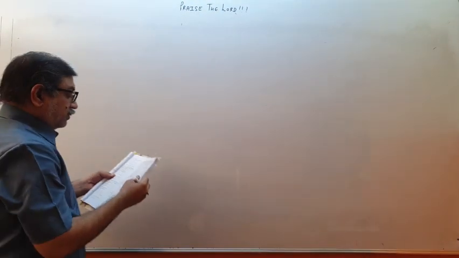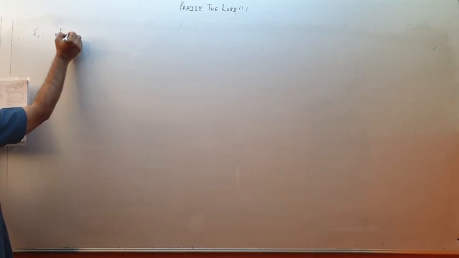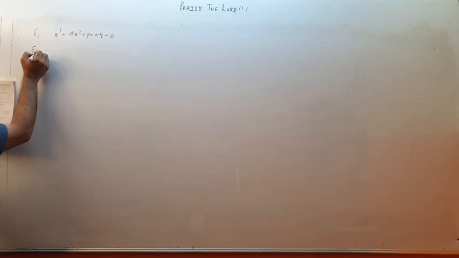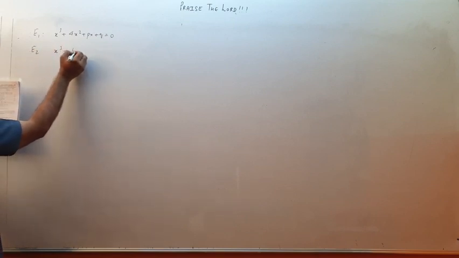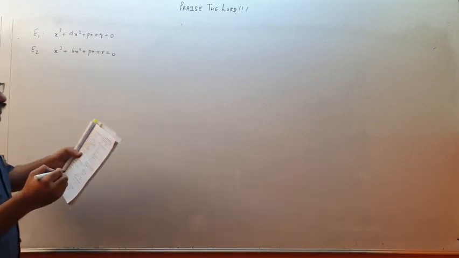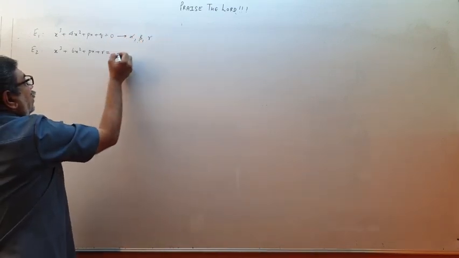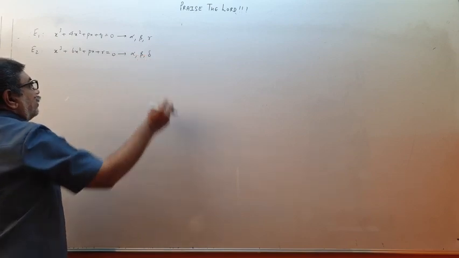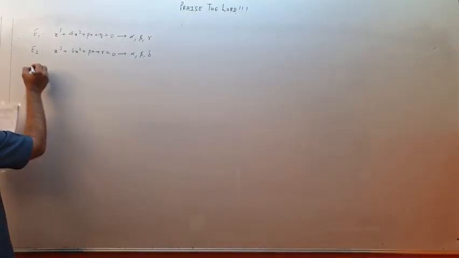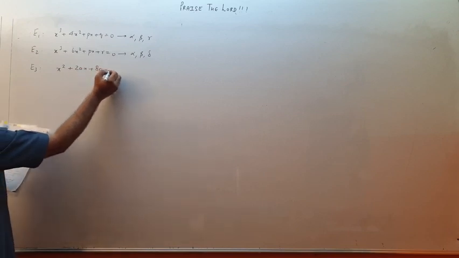This one is there. There are two equations given to me. E1 is x cube plus 4x square plus px plus q equal to 0. Second equation is x cube plus 6x square plus px plus r equal to 0. These equations have got two roots common. So that means if this is having alpha, beta and gamma, this can have alpha, beta, delta. I think like this. Two roots are common. So say alpha, beta are common. Then there is a third equation. x square plus 2ax plus 8c equal to 0.